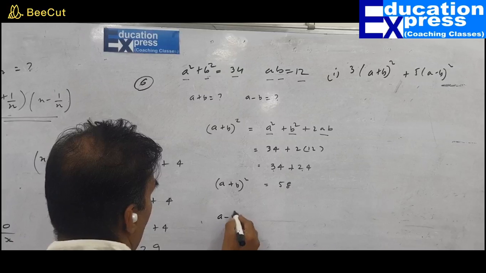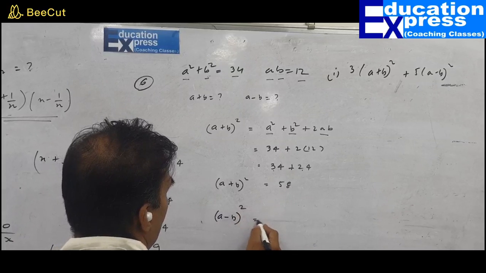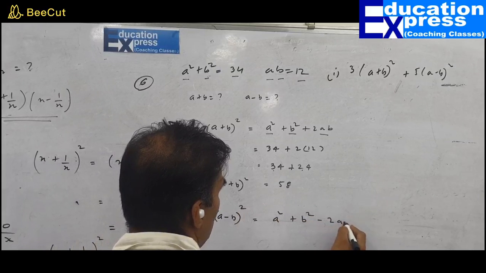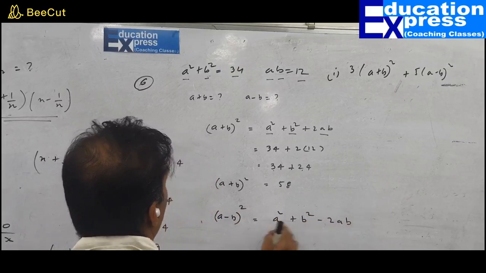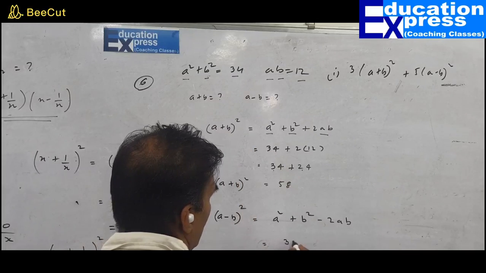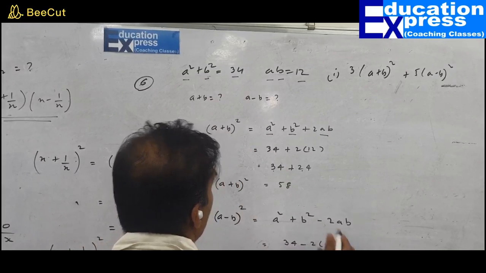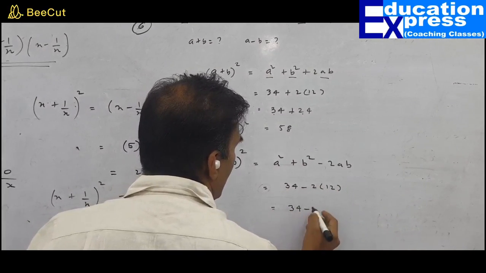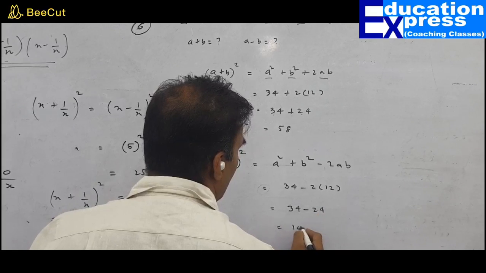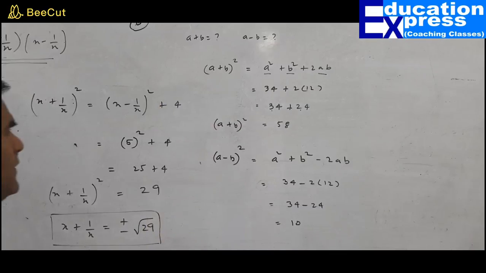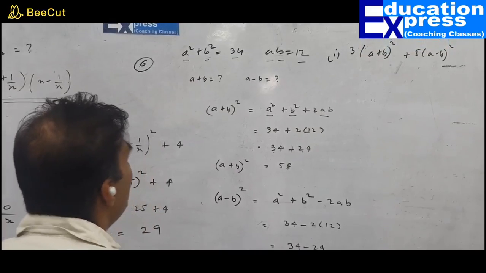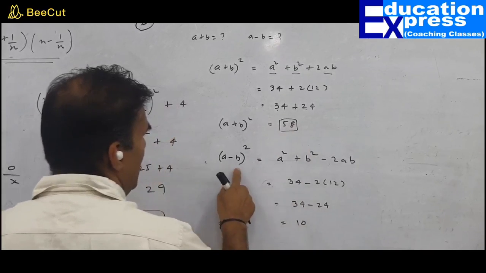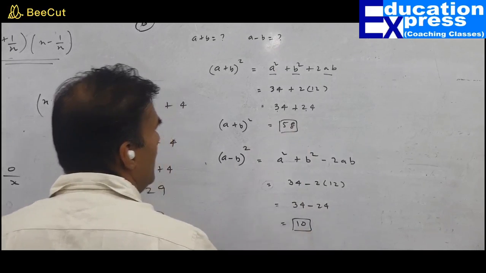Apply the formula. A minus b square equals a square plus b square minus 2ab. Tell me what are the values of a square plus b square? 34 minus 2 times ab, that's 12. So 34 minus 24, which is nothing but 10.